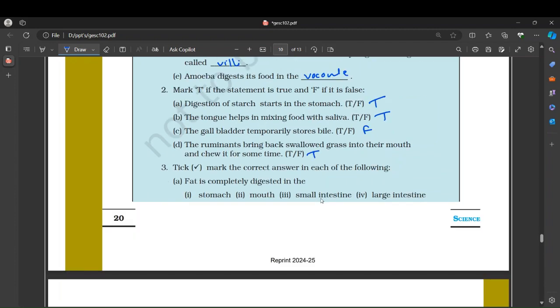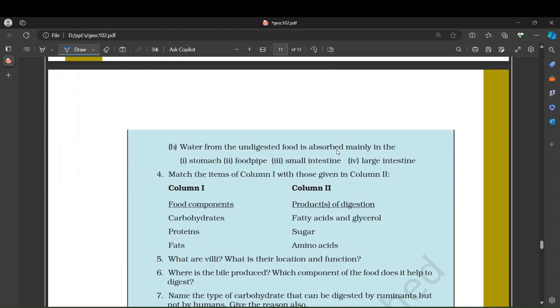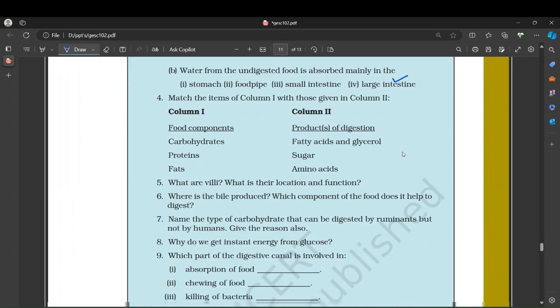Now tick the mark for the correct answer. Fat is completely digested in the what? It is digested in the small intestine. Next, water from the undigested food is absorbed by the large intestine. Match the columns. Food components and products of digestion are given. Carbohydrates convert into sugar, proteins convert into amino acids, and fats convert into fatty acids and glycerol.